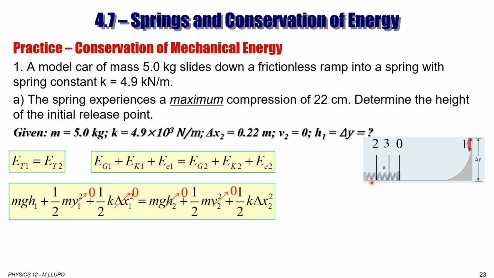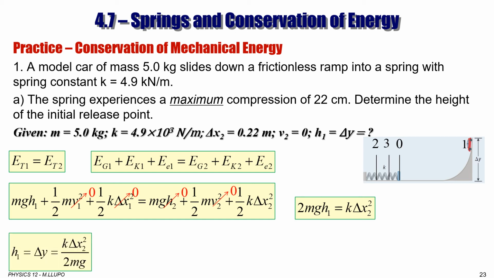At point 2, it reaches the bottom reference point. So that means gravitational potential energy at point 2 is 0. And obviously it reaches the maximum compression. That means that speed at point 2 is 0. So everything that is here ends up only with mgh1 is equal to k delta x2 squared, which is x maximum. Now we can solve for h1, which is delta y in this case, is equal to k delta x2 squared over 2mg. And now we have everything.